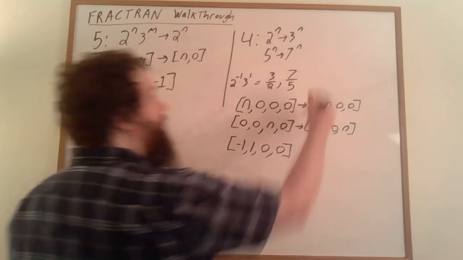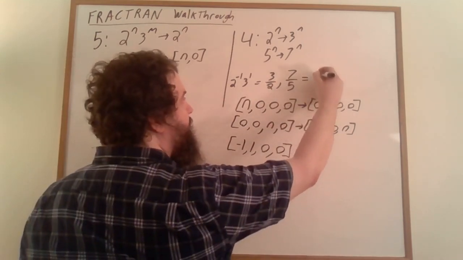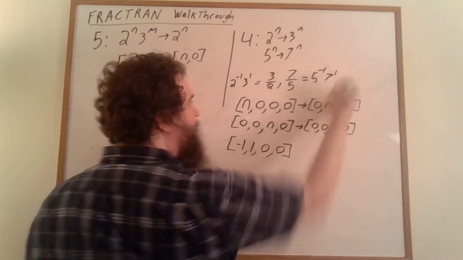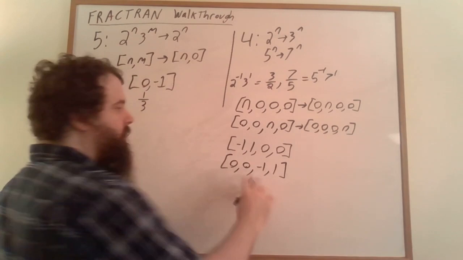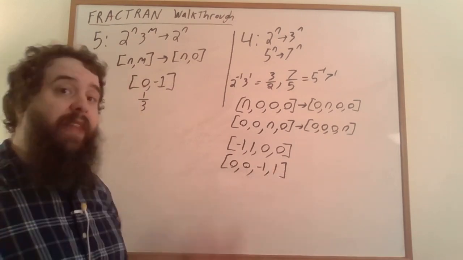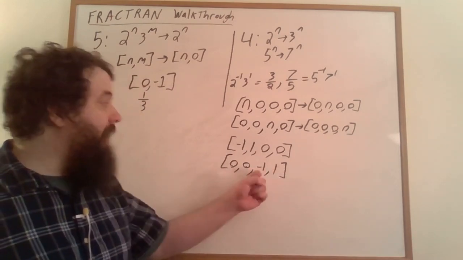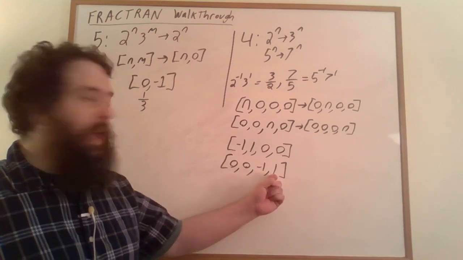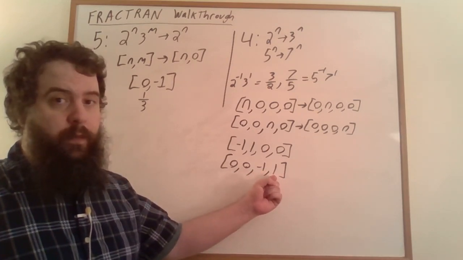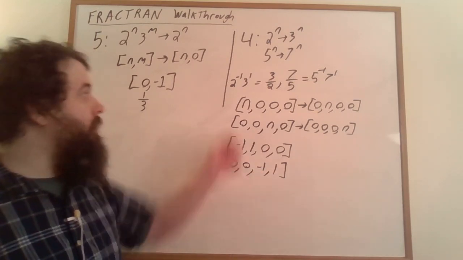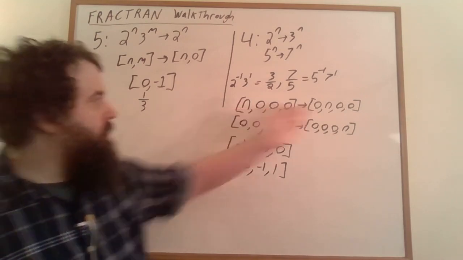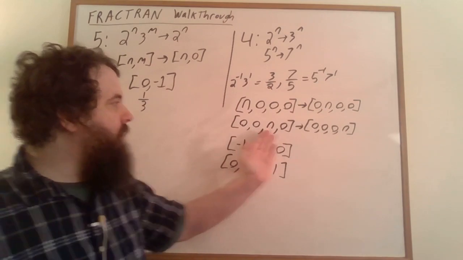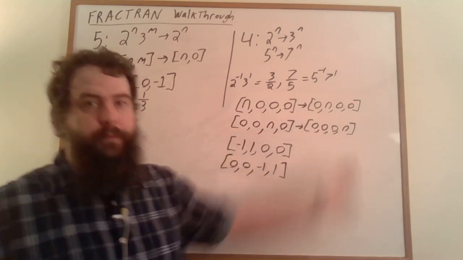Similarly, 7/5, that's equal to 5 to the minus first, 7 to the first, so it corresponds to 0, 0, negative 1, 1. And that vector tells us if we can decrement the 5's register and increment the 7's register. Applying these two repeatedly will take counters one by one from the 2's register to the 3's register and from the 5's register to the 7's register.